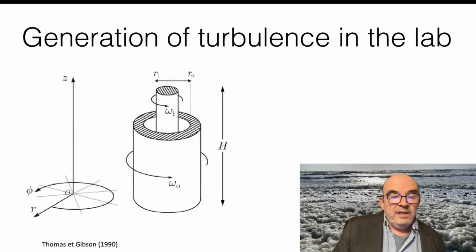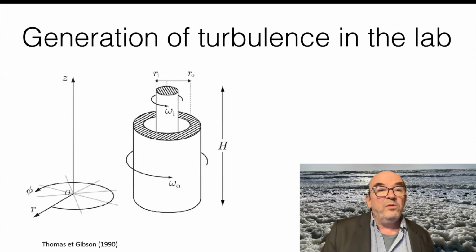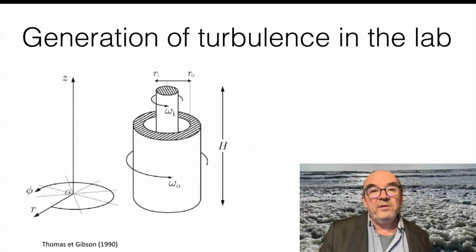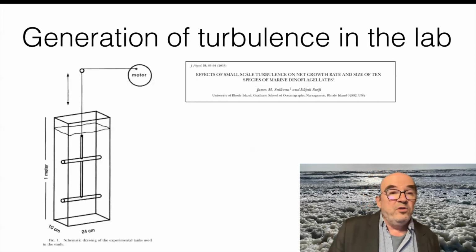So here I just make an overview of different systems that have been used in the field of ocean studies to generate turbulence in the lab. So in the work which is mentioned here, we have two cylinders that are rotating, and then the turbulence is generated in the middle of the two cylinders.